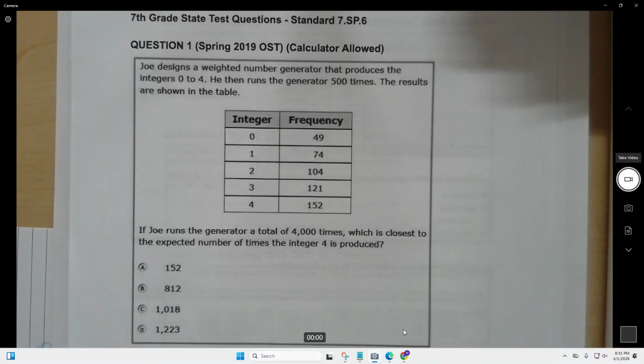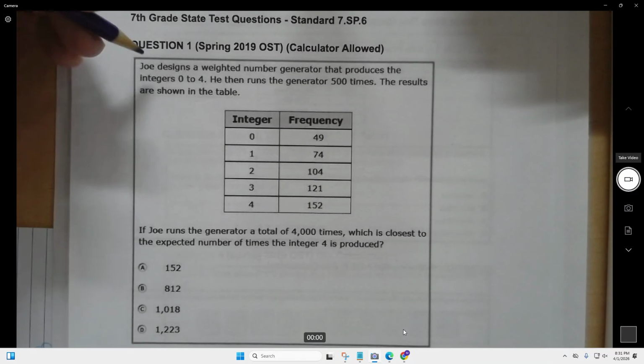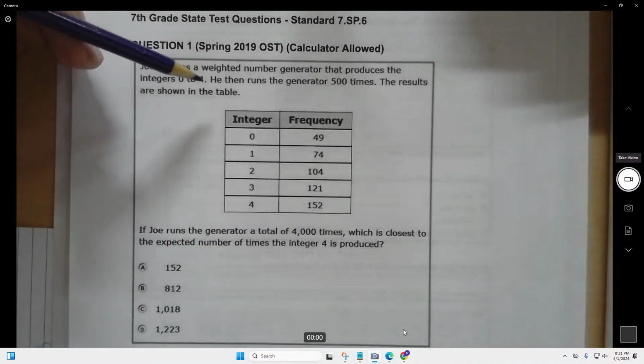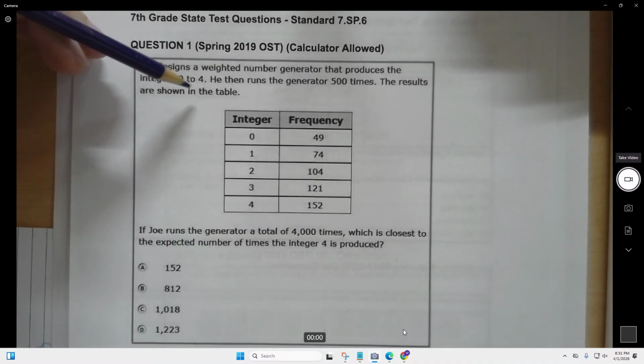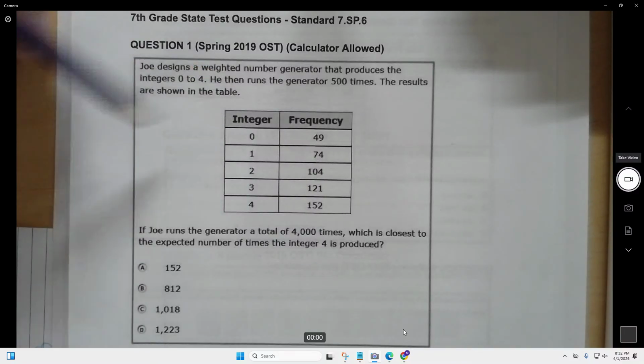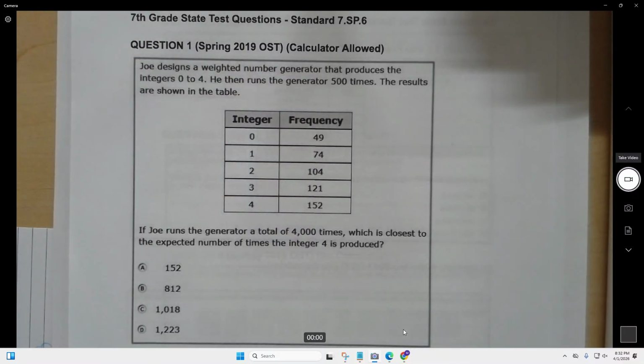Let's hop right in. Question 1, Joe designs a weighted number generator that produces the integers 0 to 4. He then runs the generator 500 times. The results are shown in the table. If Joe runs the generator a total of 4,000 times, which is closest to the number of expected times the integer 4 will be produced.